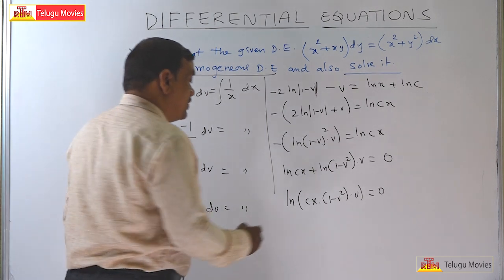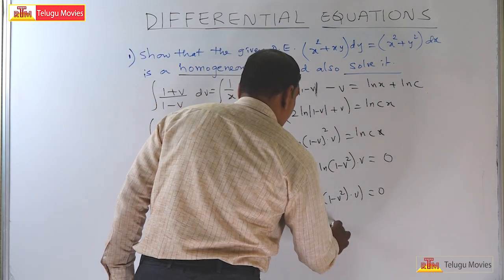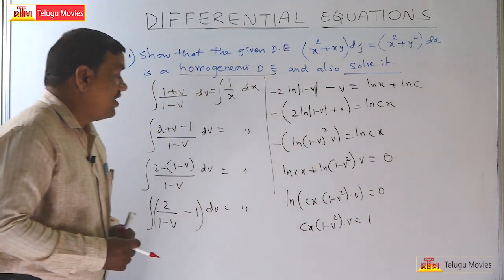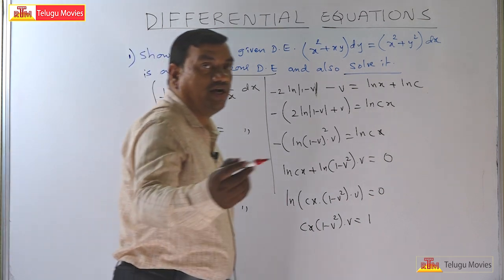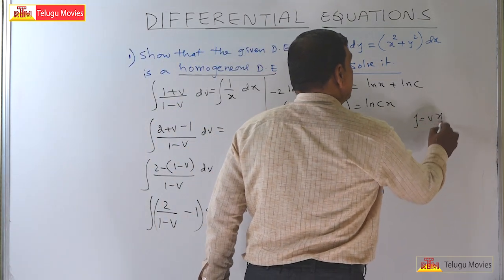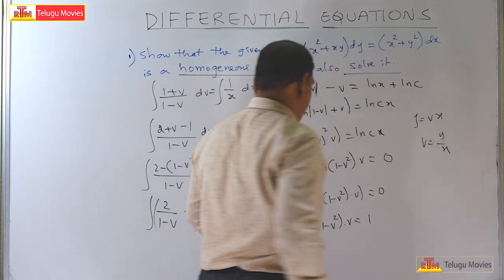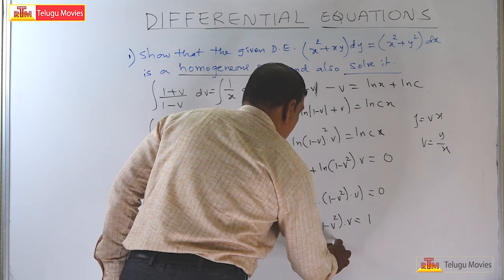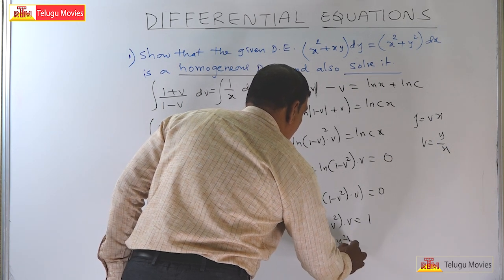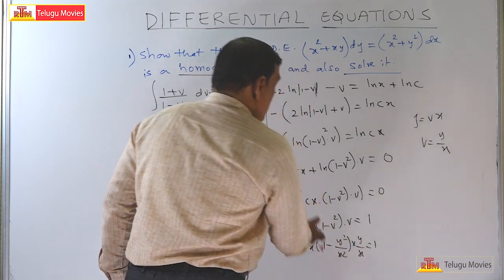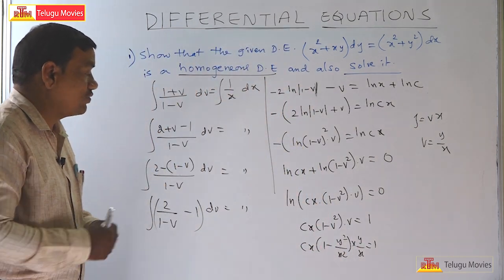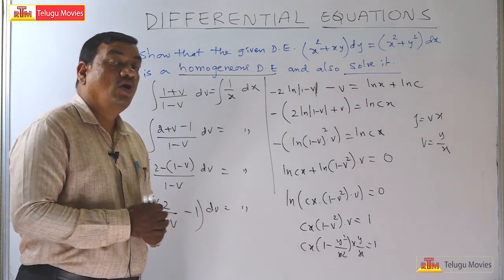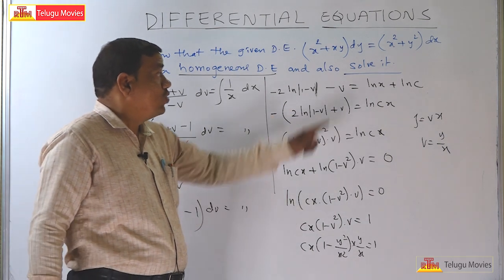If you convert into exponential form, this is cx into (1 minus v) square into v is equal to e power 0, that is 1. Wherever v is there, we have already substituted y is equal to vx, therefore v is equal to y by x. Wherever v is there, substitute y by x, that is cx into (1 minus y square by x square) into y by x is equal to 1. Take LCM, x square minus y square, x cube, take that side. So this will be your final solution. This is the equation of the curve whose solution is this.